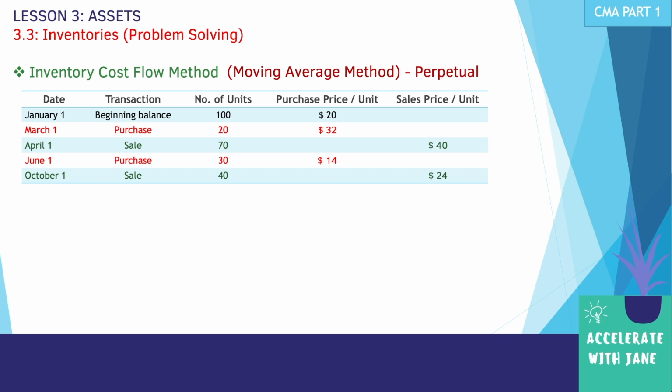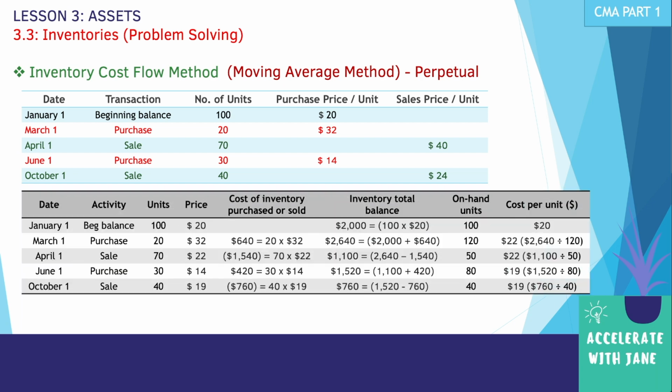The last column pertains to the sale price per unit. For example, on April 1, the company sold 70 units of inventories for $40. Same goes with the October 1 sale transaction. The company sold 40 units at $24. So now let's proceed to the calculation. So how do we calculate the ending inventory under the moving average method?